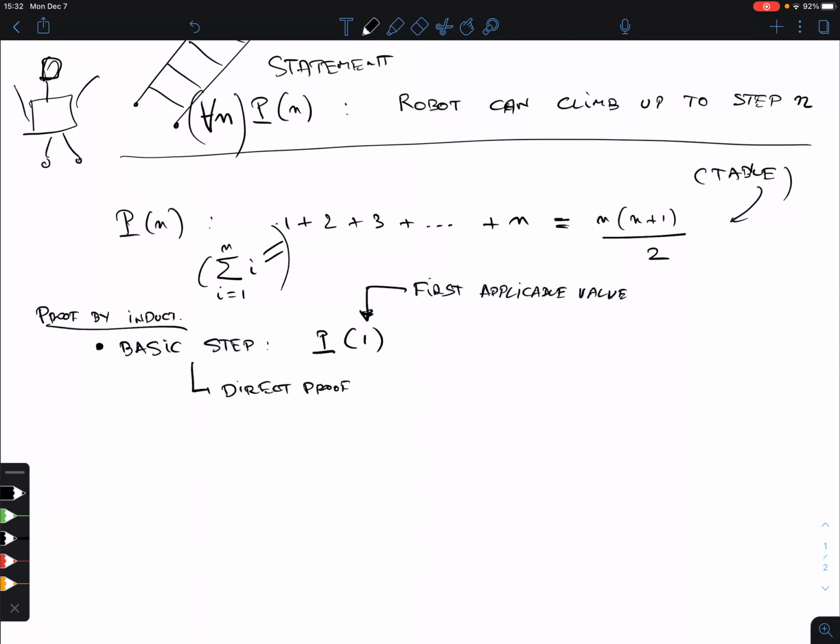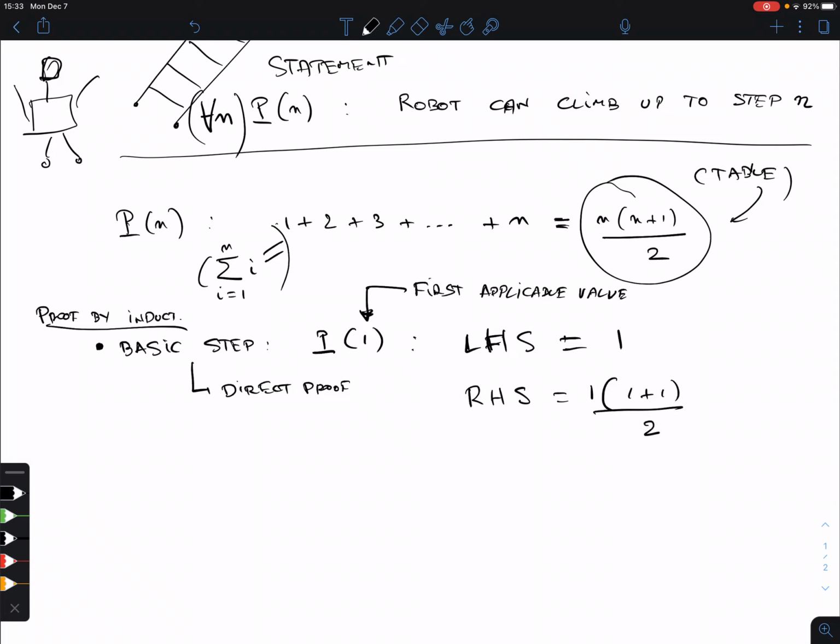Now, what does P1 say? Let's see. We have to figure out what P1 actually states. Well, on the left-hand side, it means 1 plus 2 plus 3 plus up to n, where n is 1. That means on the left-hand side, we will only write 1. So the left-hand side is 1. What is the right-hand side? Well, the right-hand side is this formula, right? And so we have to plug in 1 there. So this is 1 times (1 plus 1) divided by 2. Now, what is that? Well, that's clearly 1. I hope everybody sees this calculation, right?